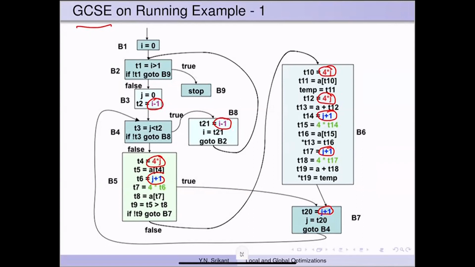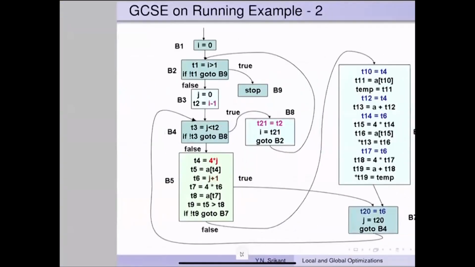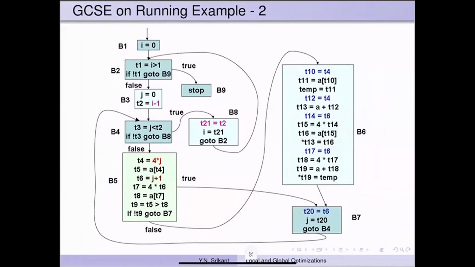So let us detect these common subexpressions and eliminate them. We did that. So T4 equal to 4 star j, and wherever we had 4 star j, we introduced T4. So far so good. And wherever we had I minus 1, we introduced T2. So far so good. Now wherever we had j plus 1, we now introduce T6.